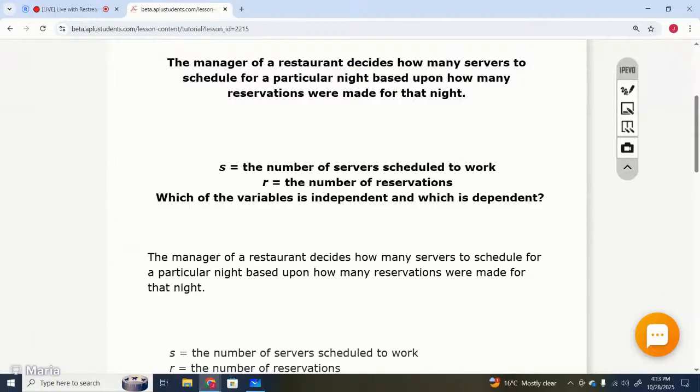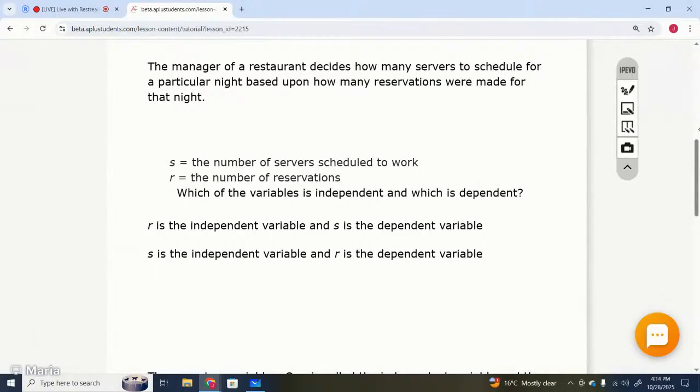So you need to understand the question. You need to read the question again. The manager of a restaurant decides how many servers to schedule for a particular night based upon how many reservations were made on that night. So the number of servers would depend on the number of reservations. As many reservations as you have, you have to add more servers. So the number of reservations is the independent variable, and S is the dependent variable.